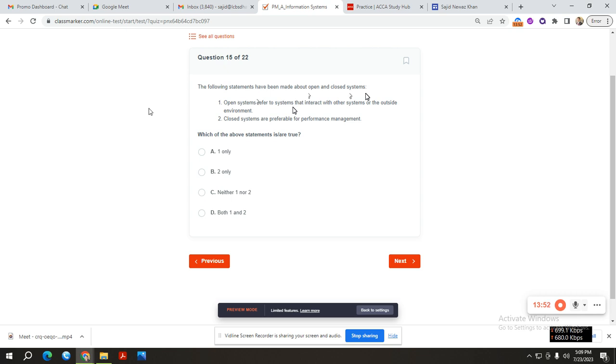So in such a scenario, question number 15, refer to systems that interact with other systems in the outside environment. This is the basic feature of open systems, so this is true. Closed systems are preferable for performance management, not necessarily, because আপনার পারফরমেন্স যখন আপনি মেজার করতে চাইবেন, ফর এক্সাম্পল আপনার কোম্পানির শেয়ার প্রাইস যদি আপনি মেজার করতে চান, then you would obviously want to compare it with your competitor তথ্য আবার external, so it's not always necessary যে for performance management closed system is preferable. So in such a case, statement 1 only is correct. All right. Okay.